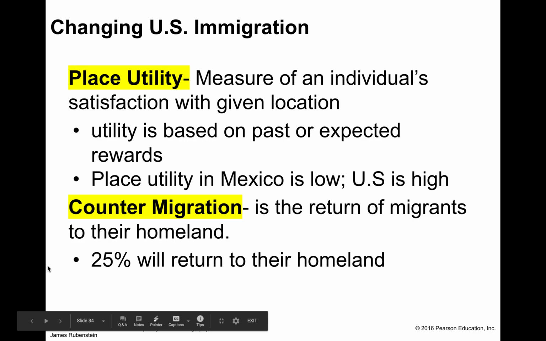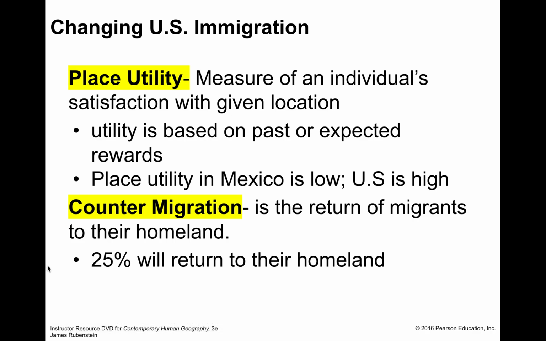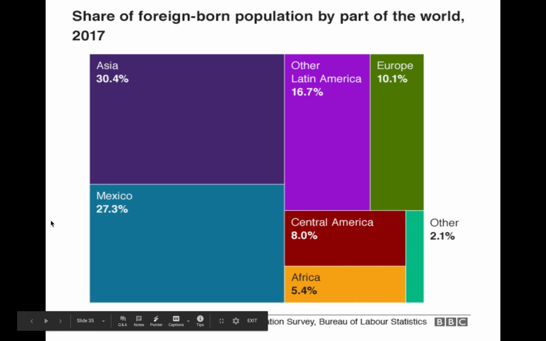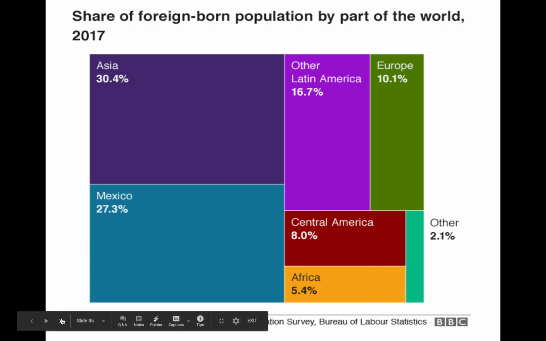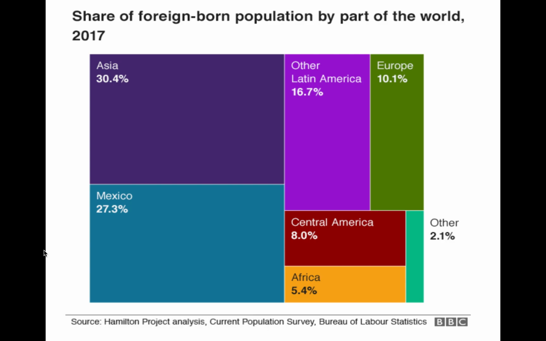We talked about place utility. Counter migration is the return to their homeland. About 25% will return to their homeland. We look at 2017. The largest foreign-born immigrants come from Asia, 30%. Mexico is a close second at 27%. And then followed by other Latin American countries and Europe, and then about 5% African, according to the Bureau of Labor Statistics.